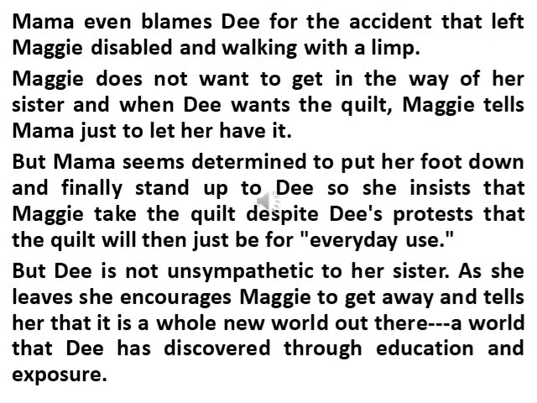It is again Mama who even blames Dee for the accident that left Maggie crippled, disabled, apparently crippled, and walking with a limp, with scratches and scars on her face. Maggie doesn't want to get in the way of her sister. And when Dee wants the quilt, Maggie tells Mama just to let her have it. It is a sense of sacrifice on the part of the sister.